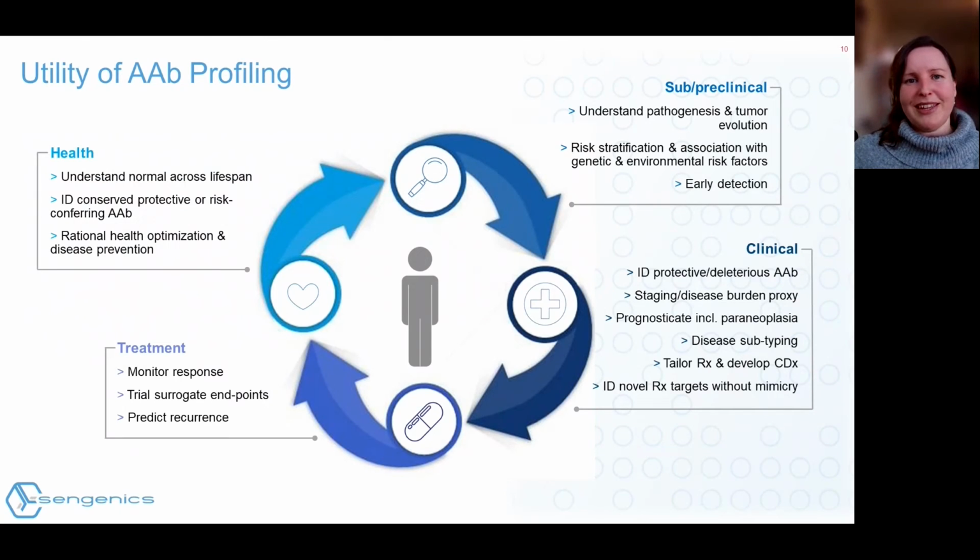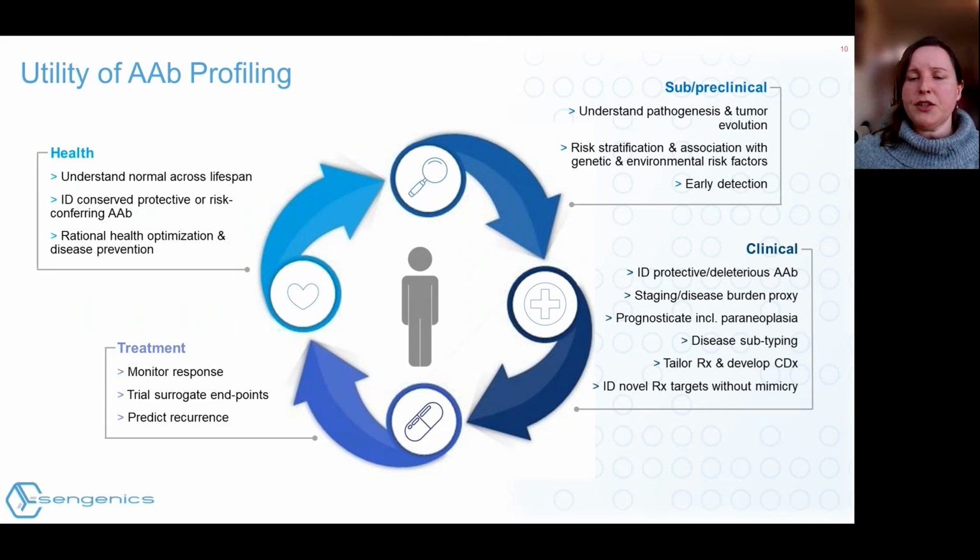All right, so hopefully, putting all of that information together, we can now start seeing how antibody profiling can be of use in an oncology setting. And really, there are myriad functions that autoantibody profiling can provide, all the way along the continuum from health to disease and treatment. So if you look at the slide, in terms of health, for example, they can help us understand normal across the lifespan. They can help us to identify conserved, protective, or risk-conferring autoantibodies. They can help us to rationally optimize health and prevent disease.